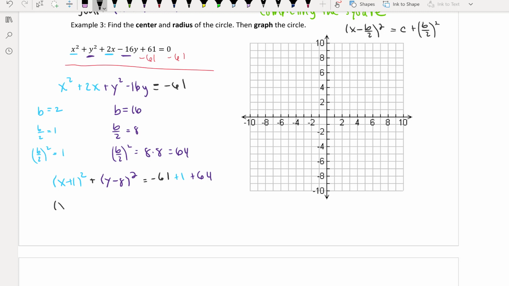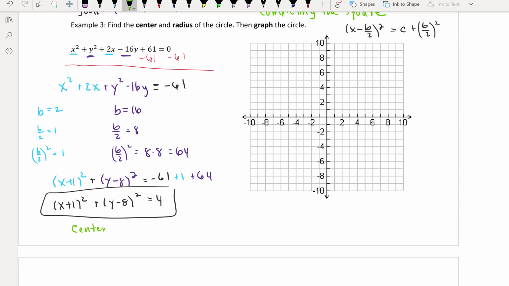So now I'm going to have this as x plus 1 squared plus y minus 8 squared. Now I'm going to add all of those numbers together. So I'm going to have a negative 61 plus 1 plus 64, which is a positive 4. So that is my general equation. So now I can tell you that my center would be negative 1, positive 8, and that my radius, well, remember that the radius squared is equal to 4. So if I were to square root that, my radius would be 2.